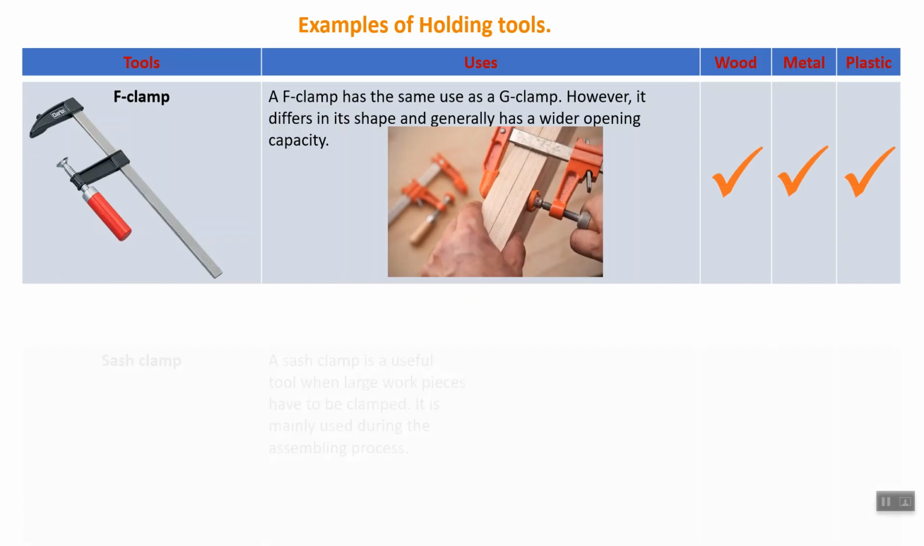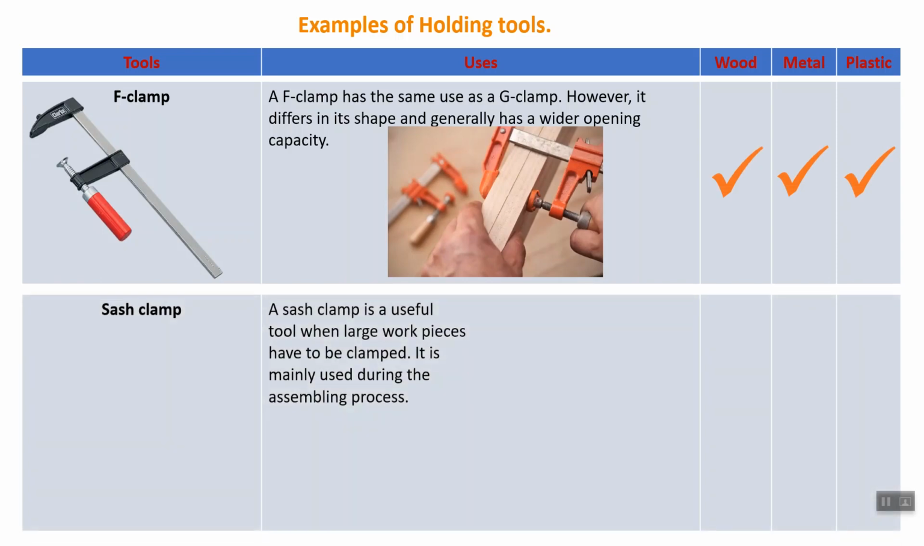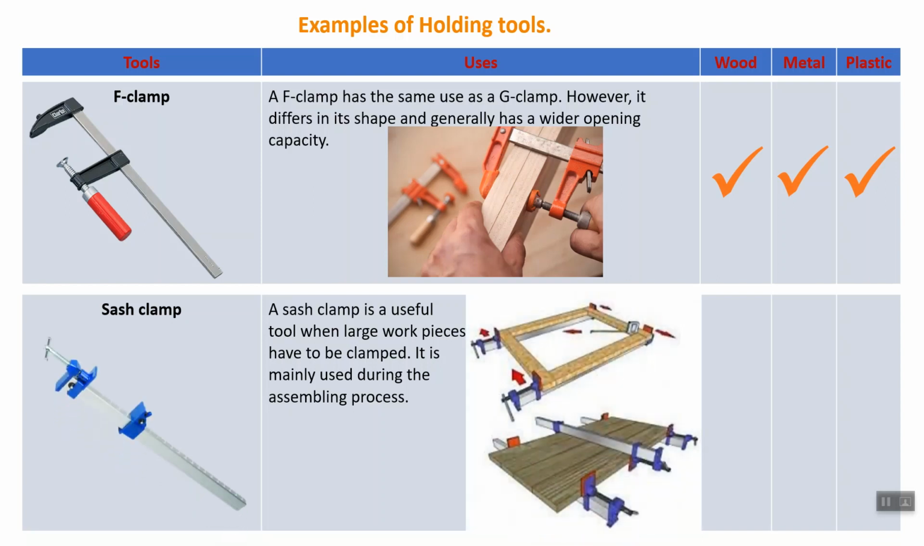Then we have the sash clamp. So the sash clamp is longer than the F clamp. Okay, it's used to clamp large workpieces. Okay, over 1 meter, 1.5 meters. It is mainly used during assembly processes. For example, when making a doorway table, we use long sash clamp to hold the material while they are glued together. So it is used onto wood, metals, or plastic.